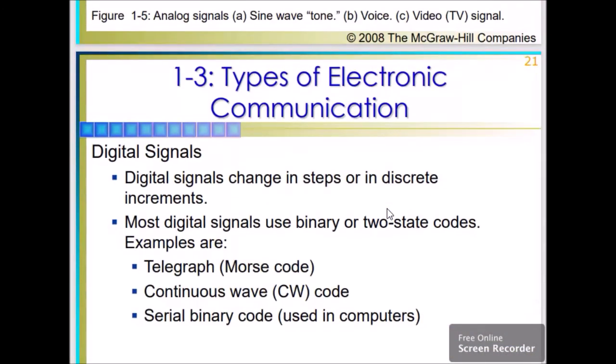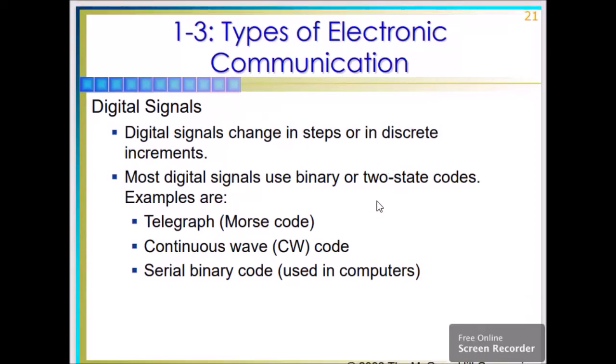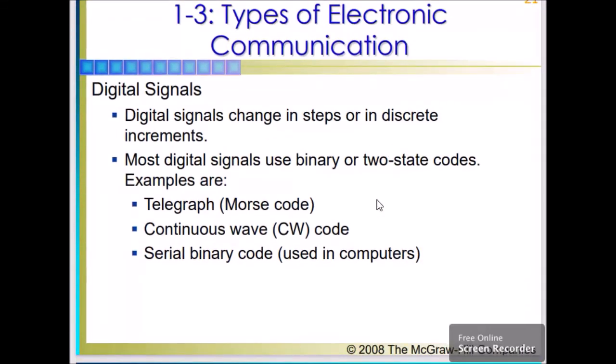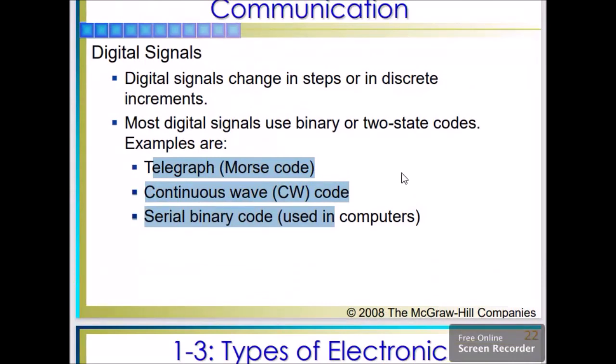Next is a digital signal. Digital signal change in steps or discrete increments. Most digital signals use binary or two-state codes. Example is itong Morse code, continuous wave code, and we have the serial binary code. These are examples of our digital signals.